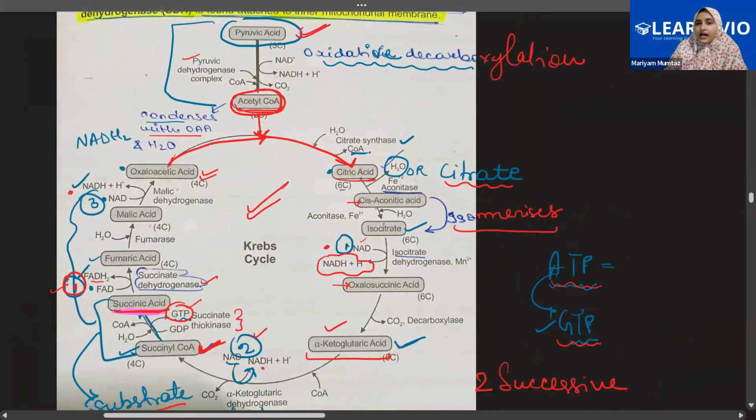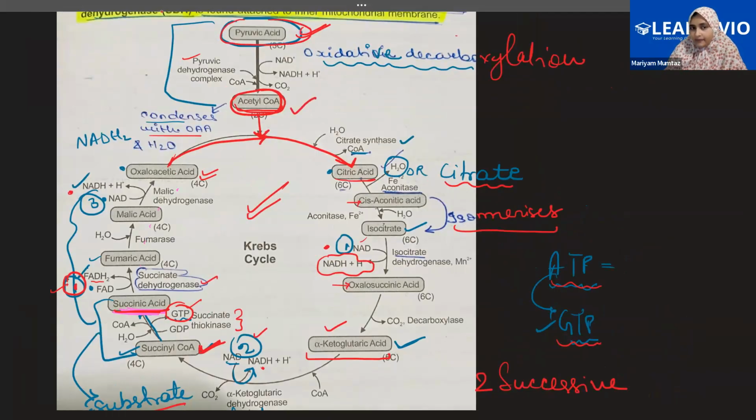Here we saw how, in the case of oxidative decarboxylation, the pyruvic acid gets converted into acetyl coenzyme A by the pyruvate dehydrogenase complex. Now, this acetyl coenzyme A condenses with the oxaloacetic acid. So it starts from here. The acetyl coenzyme A condenses with the oxaloacetic acid and forms the first product, that is the citric acid. The enzyme that causes this condensation reaction is called citrate synthetase.